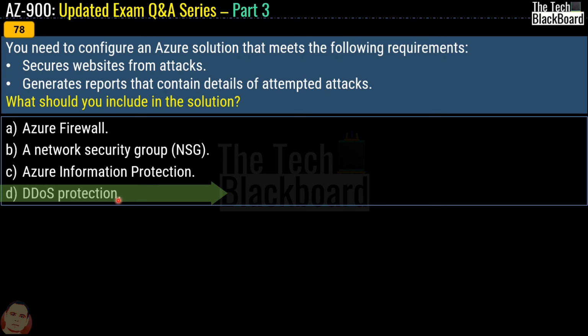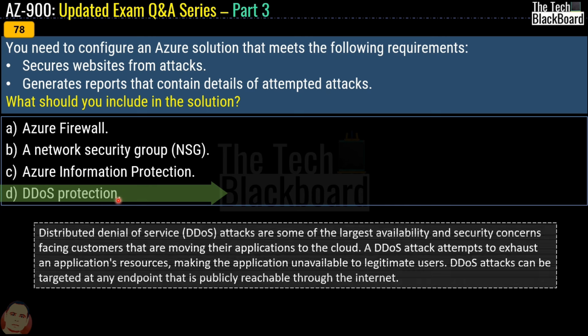And here is a quick explanation on DDoS. DDoS, which is actually distributed denial of service attacks, are some of the largest availability and security concerns facing customers that are moving their applications to the cloud. A DDoS attack attempts to exhaust an application's resources, making the application unavailable to the legitimate users.